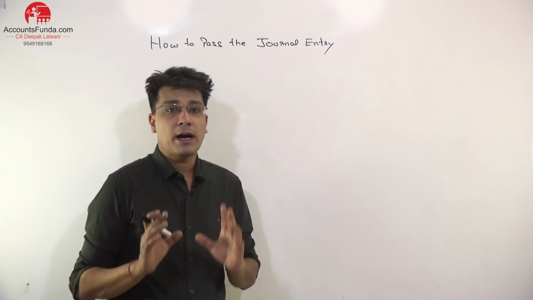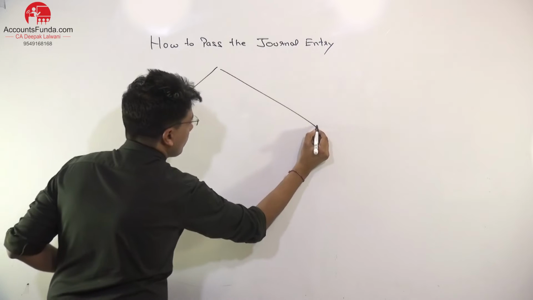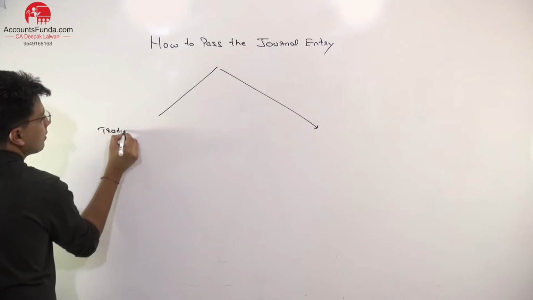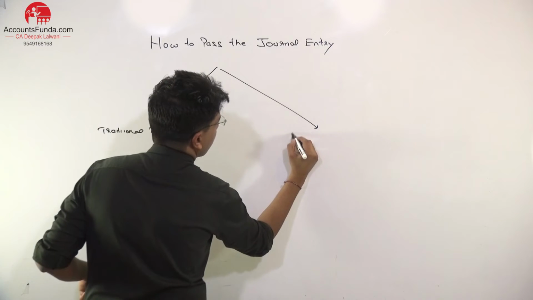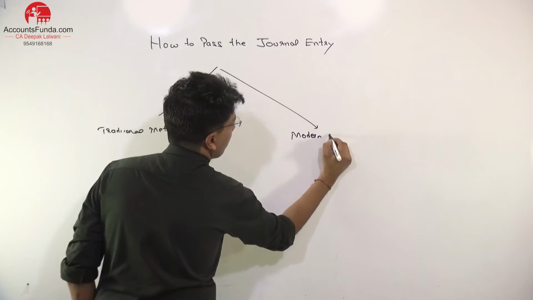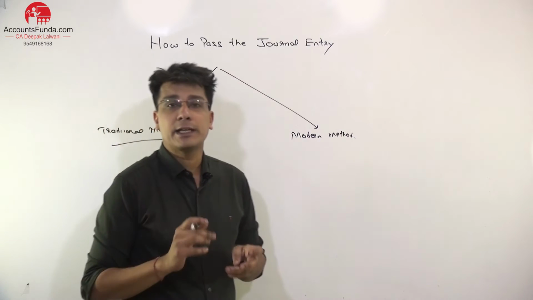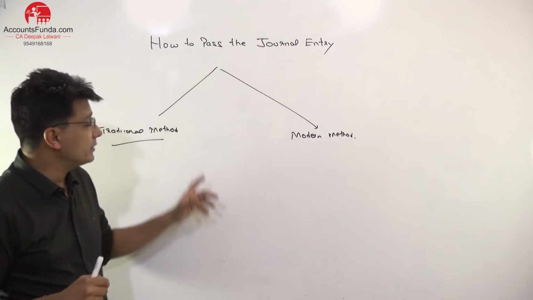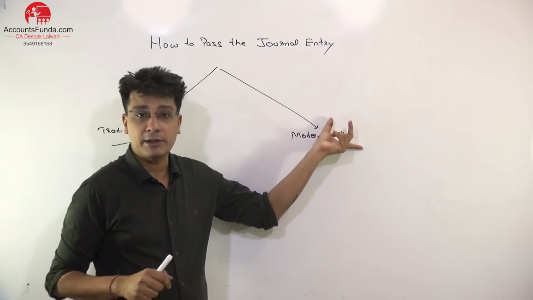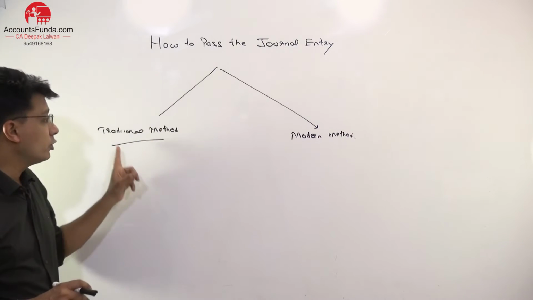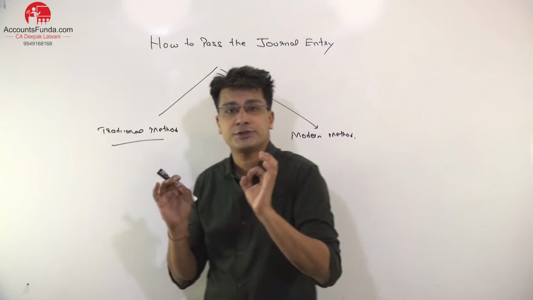See, in order to pass the journal entry, there are two different ways which accountants prescribe. The first one is the traditional method, and another one is the modern method. You can pass the entries using the traditional method formula, or you can pass the entry using the modern method formula. Either way, both methods will give you the same answer.